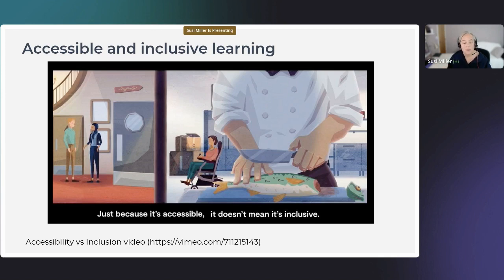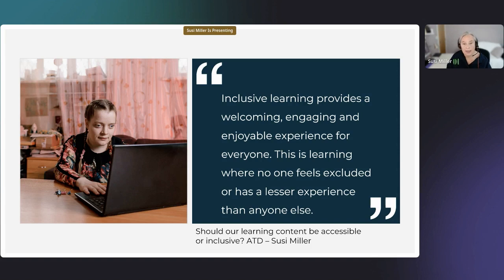In my experience, by focusing on accessibility, you naturally start creating inclusive content. And that is learning that provides a welcoming, engaging, and enjoyable learning experience for everyone. This is learning where no one feels excluded or has a lesser experience than anyone else. And of course, in its widest sense, that means considering every lens of diversity, equity, and inclusion. But for the purposes of this session, we're just going to focus on people with disabilities and access needs. So we'll look now at some tangible ways that we can do this.